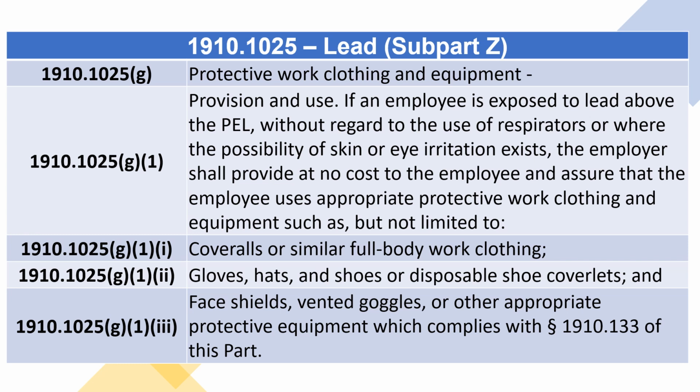If an employee is exposed to lead above the PL, without regard to the use of respirators or where the possibility of skin or eye irritation exists, the employer shall provide at no cost to the employee and assure that the employee uses appropriate protective work clothing and equipment such as, but not limited to, 1910.1025 G1(i) through 1910.1025 G1(iii): coveralls or similar full-body work clothing, gloves, hats, and shoes or disposable shoe coverlets, and face shields, vented goggles, or other appropriate protective equipment which complies with Section 1910.133 of this part.